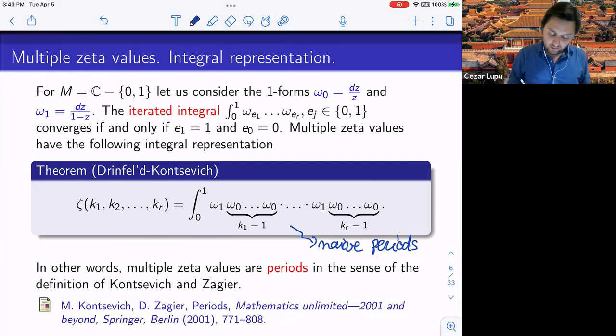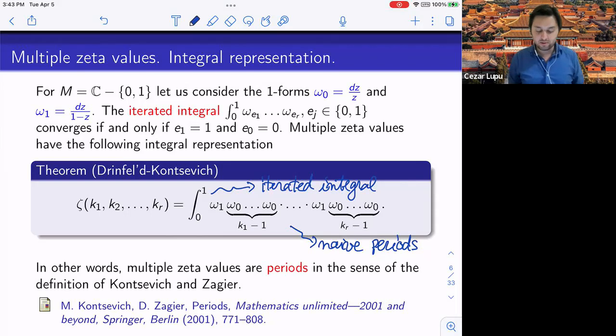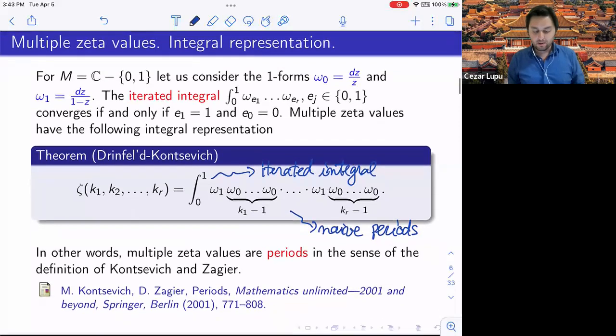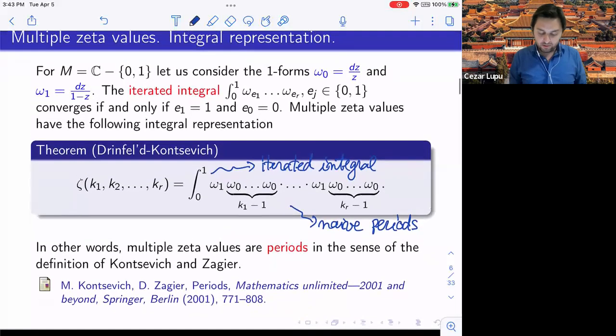Here, I want to specify that this is an iterated integral. It is not the integral from 0 to 1, because it doesn't converge there. So it's the iterated integral just over these one-forms, right? dz over z, so omega 0 is given by dz over z, and omega 1 is given by dz over 1 minus z.